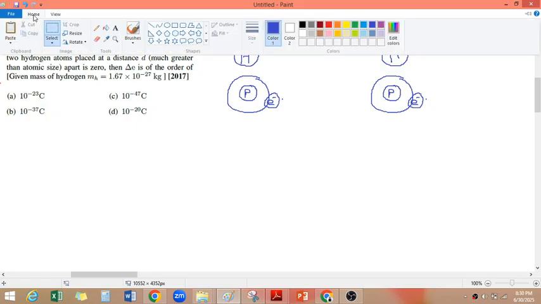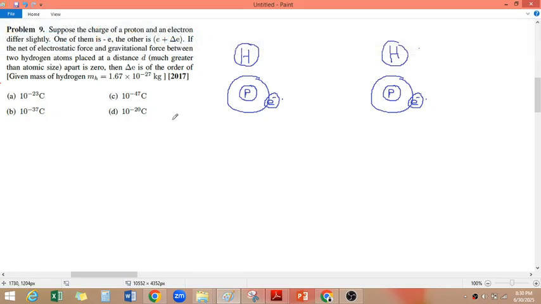They said usually we know that proton and electron have the same magnitude of charge, but one of them is minus E and the other is E plus delta E. So now, just to confuse you, they are saying that they are not the same charge. There is a slight difference in the charges. So generally the total charge, if it is E and minus E, the two would cancel, but here it is not cancelling.